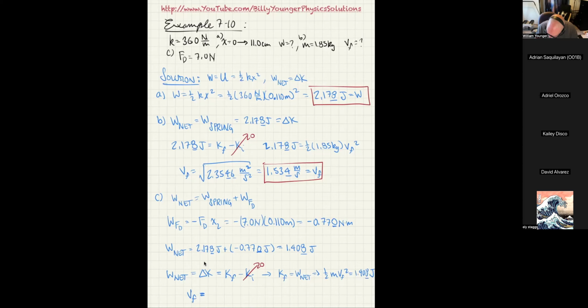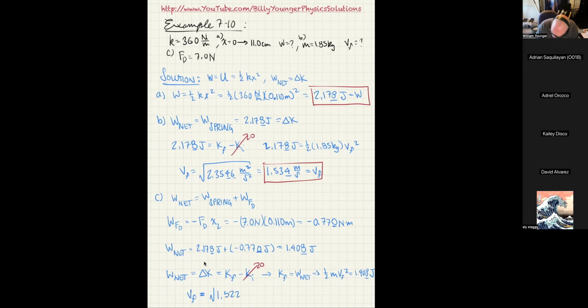So 1.408 times 2 is 2.816. Now I'm going to divide that by the mass, which is 1.85. So I'm going to say divide by 1.85. And now I've got V final squared is equal to 1.522. So I've got to take the square root of all that.